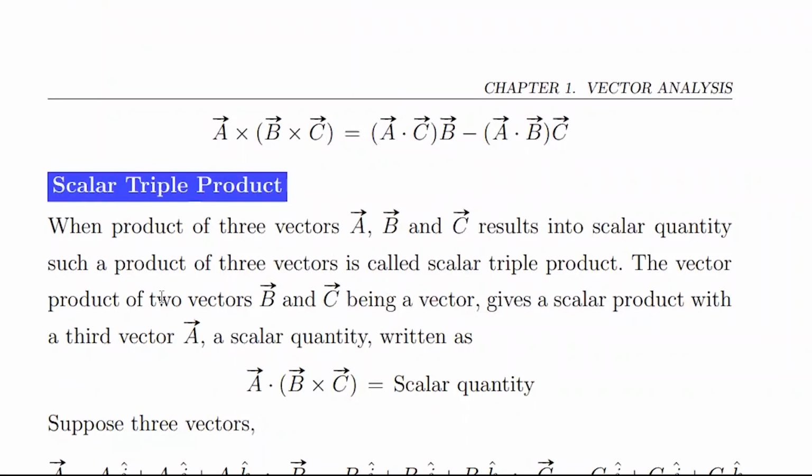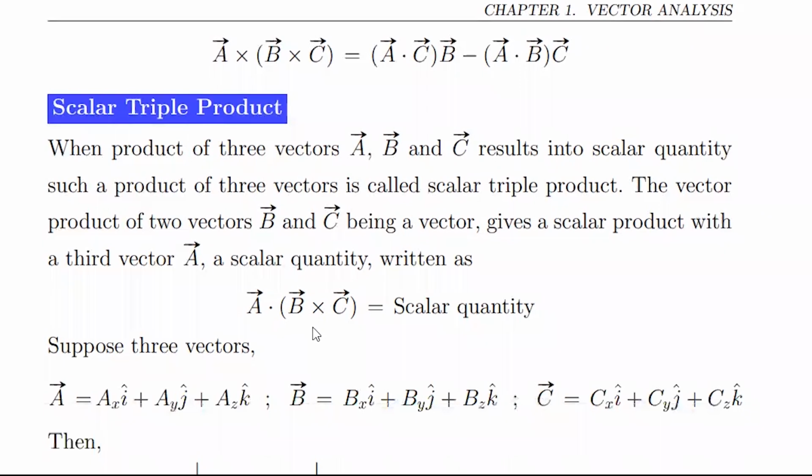In this section, the scalar triple product is defined in the same manner: if the product of three vectors gives a scalar quantity, that is called the scalar triple product. For three vectors A, B, and C, you can write A dot B cross C.